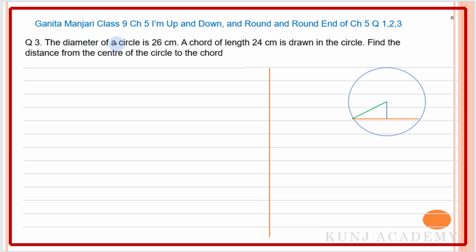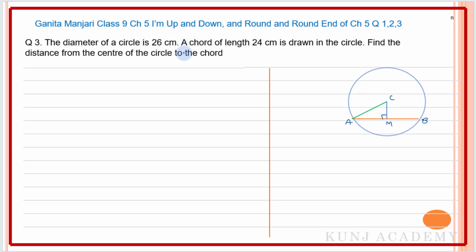Question 3. The diameter of a circle is 26 centimeters. A chord of length 24 centimeters is drawn in the circle. Find the distance from the center of the circle to the chord. Let AB be a chord, C is the center, the distance of the chord CM from the center we have to find.